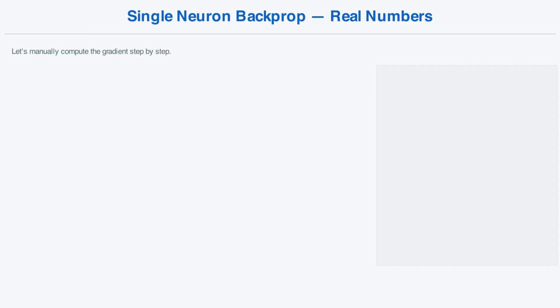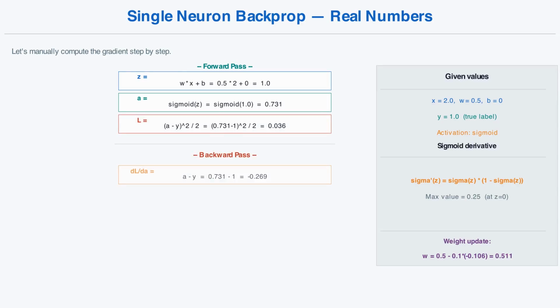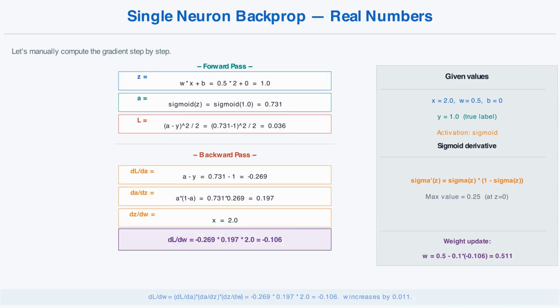Let us work through a complete example with real numbers. We have input x equals 2, weight w equals 0.5, bias b equals 0, true label y equals 1, and sigmoid activation. Forward pass, z equals 0.5 times 2 equals 1.0. a equals sigmoid of 1 equals 0.731. Loss equals half of (0.731 minus 1) squared equals 0.036.